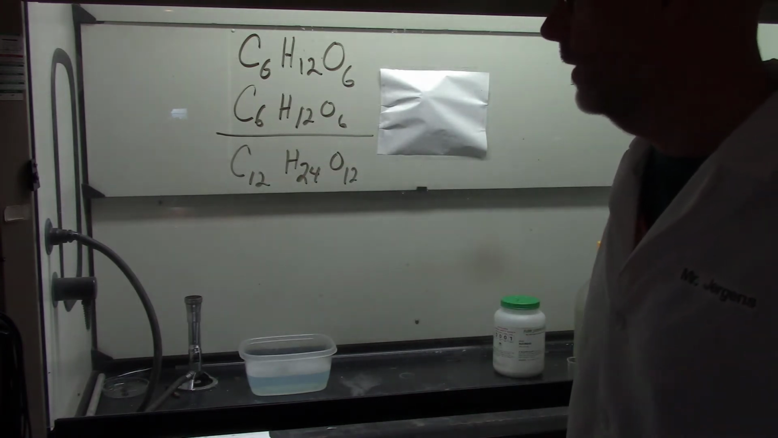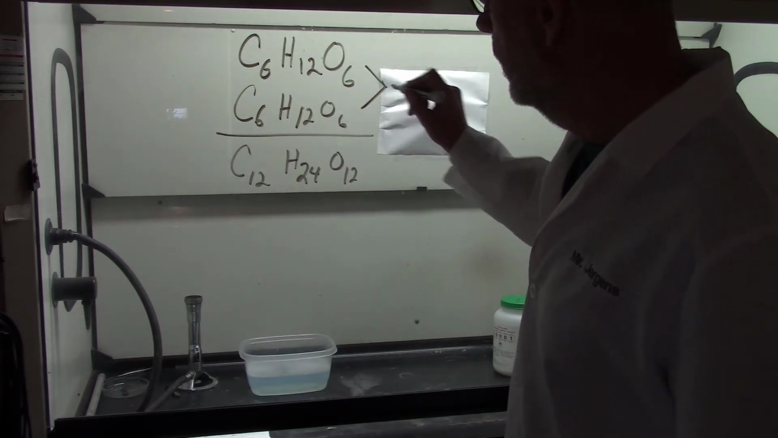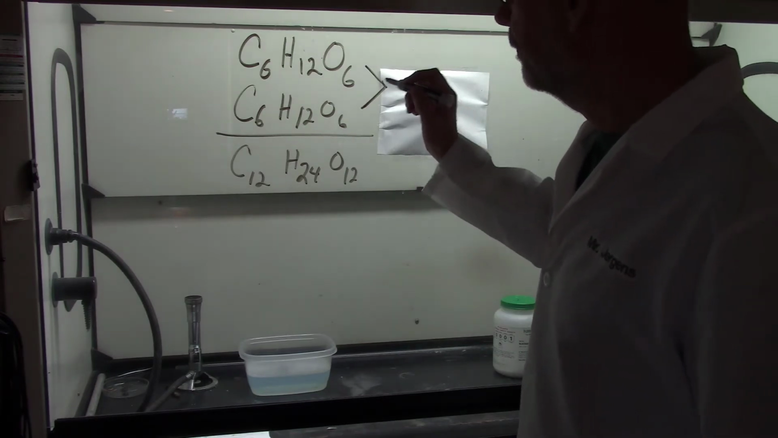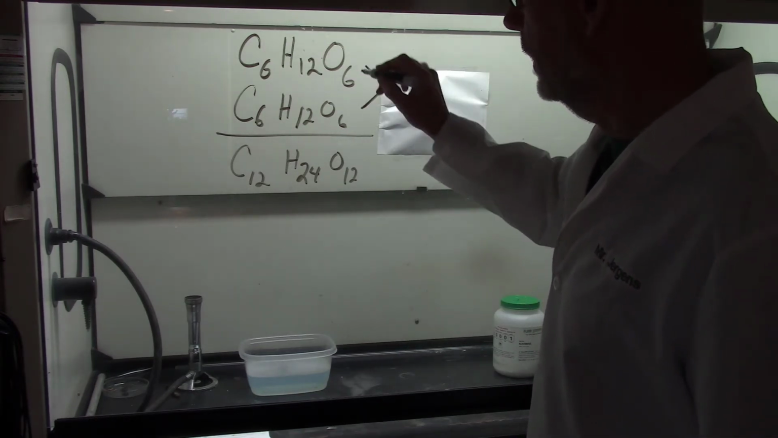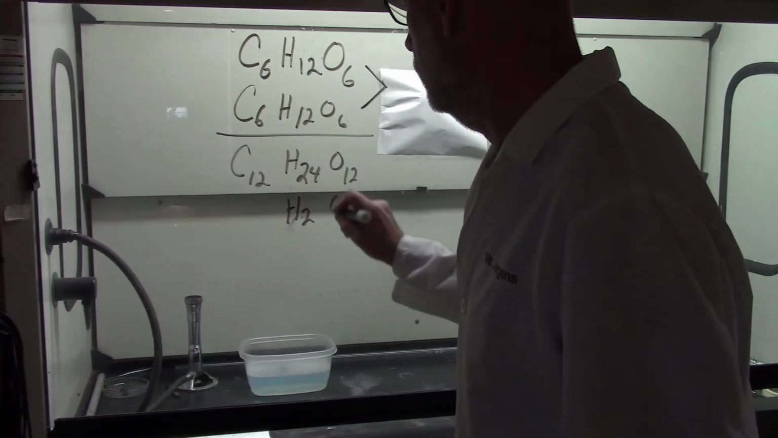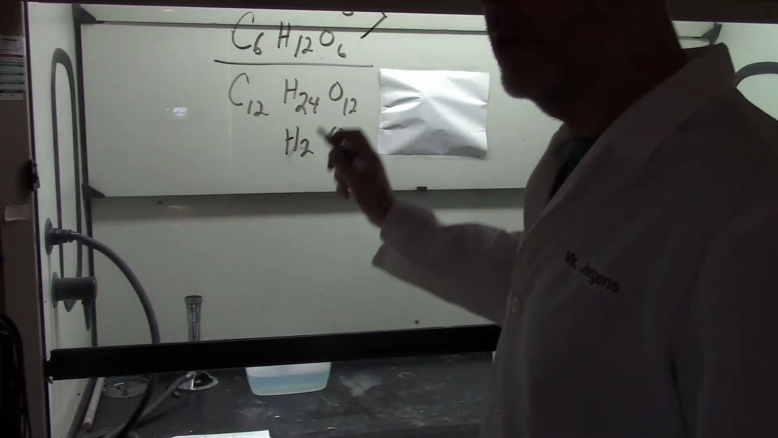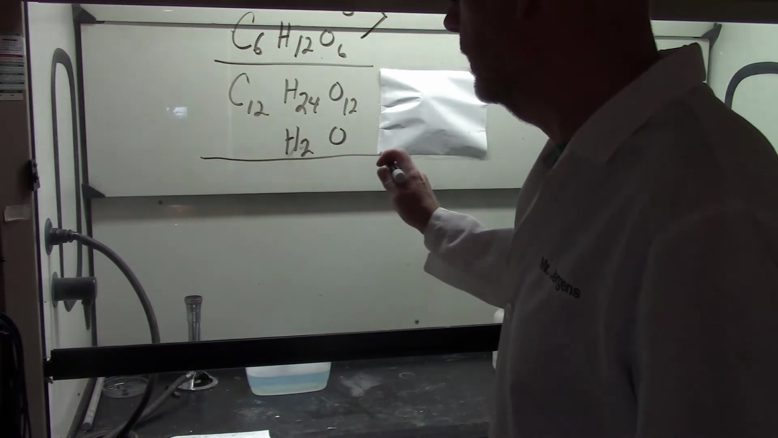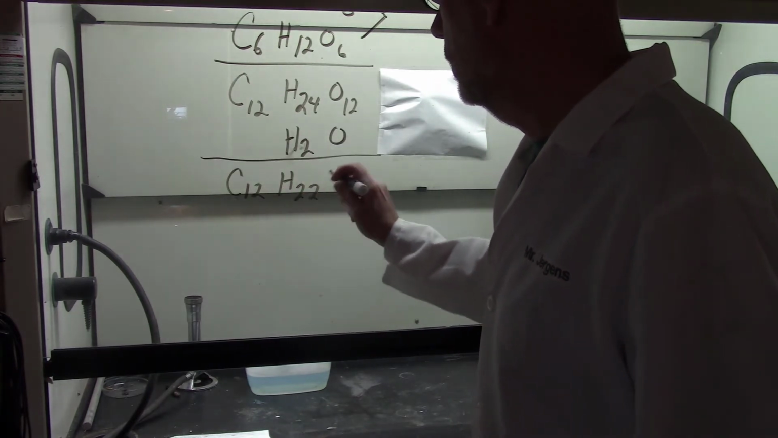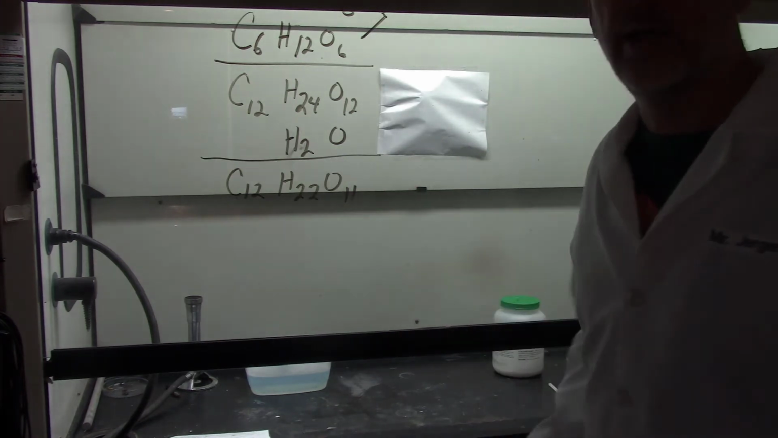That should be C12H24O12. But there's something interesting. When these two bond together, there's something called a dehydration synthesis reaction that occurs. And so an OH from one of these and an H from another one get taken away. So we lose an H2O. All right, we expect C12H24O12, but a water actually goes away as these two are linked together. And so we end up with C12H22O, 12 minus 1 is 11. So that is our disaccharide sugar's formula.